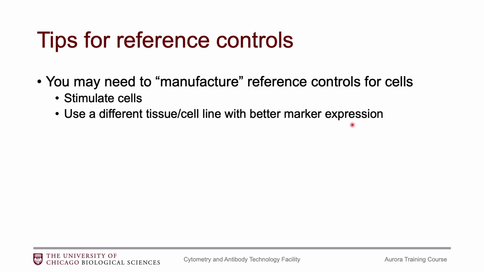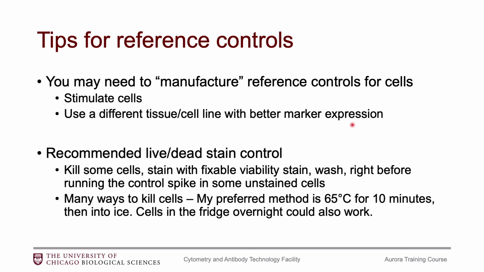There is one control that you will definitely need to manufacture at all times, in my opinion. That is your viability stain control. You definitely want to make sure that you have dead cells and live cells in that control. If you don't have both, it can be very difficult to use. So my recommendation is to actually kill some cells. There are lots of ways to kill cells. You want them to be dead, but still intact. So you don't want to kill them so much so that they're basically exploded and just a bunch of debris.